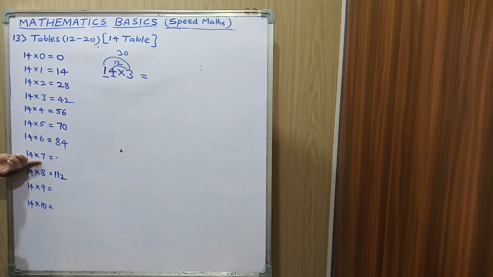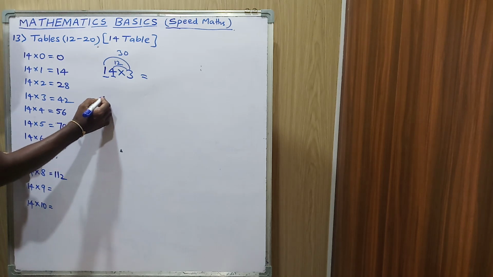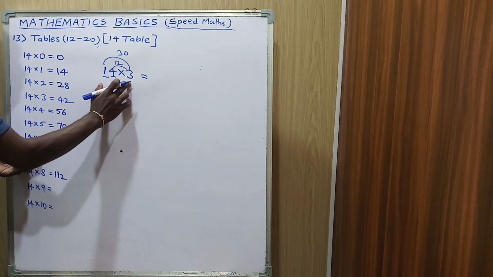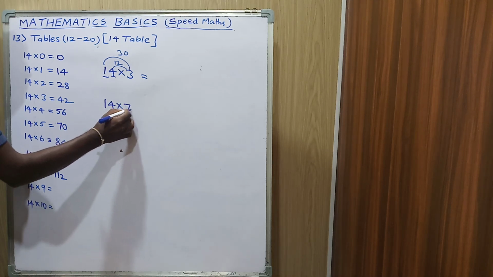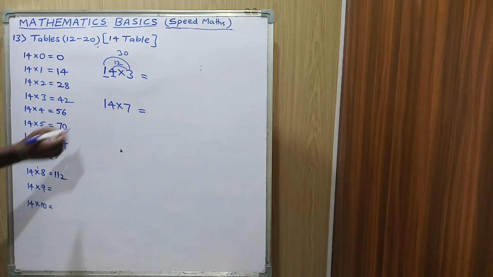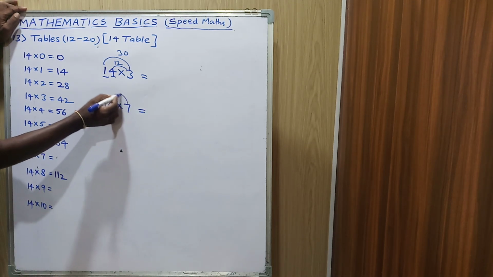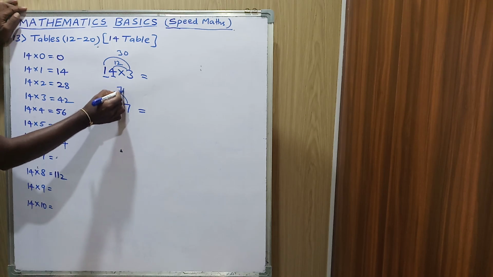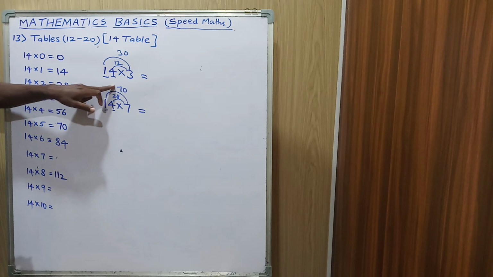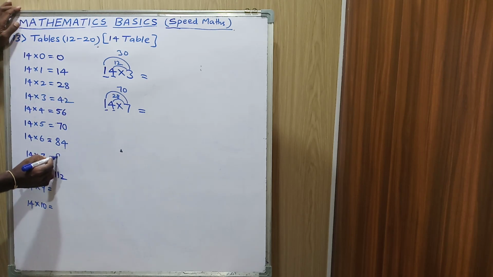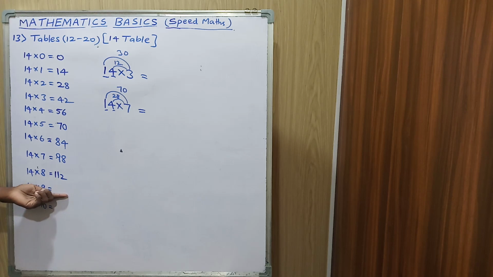Next, 14 sevens are how much? To get the 14 sevens answer, just like we did 14 into 3, you should imagine 14 into 7 in your mind. Ones place, tens place. So 7 into 10 is 70, 7 into 4 is 28. 70 plus 28 is 98.